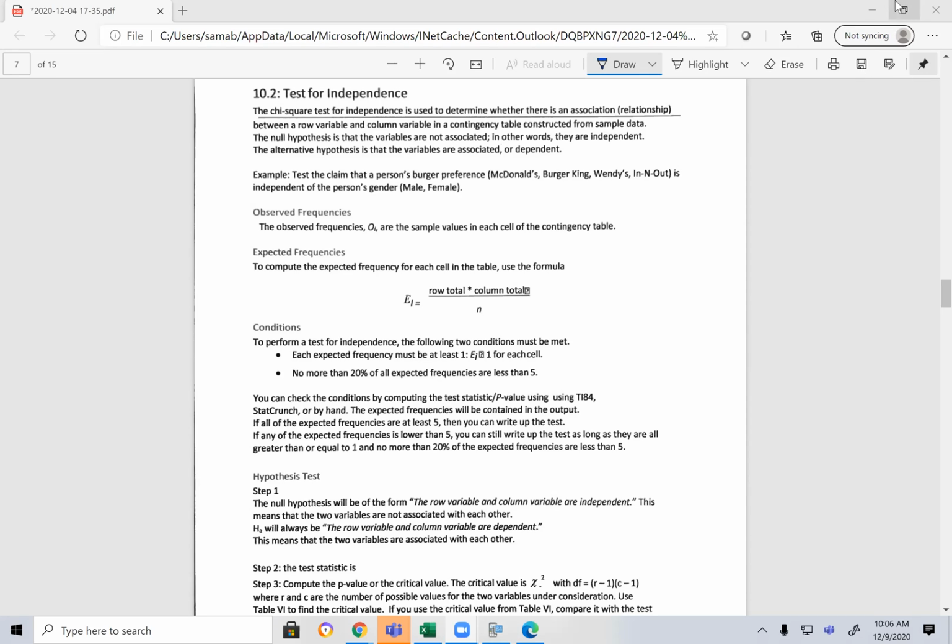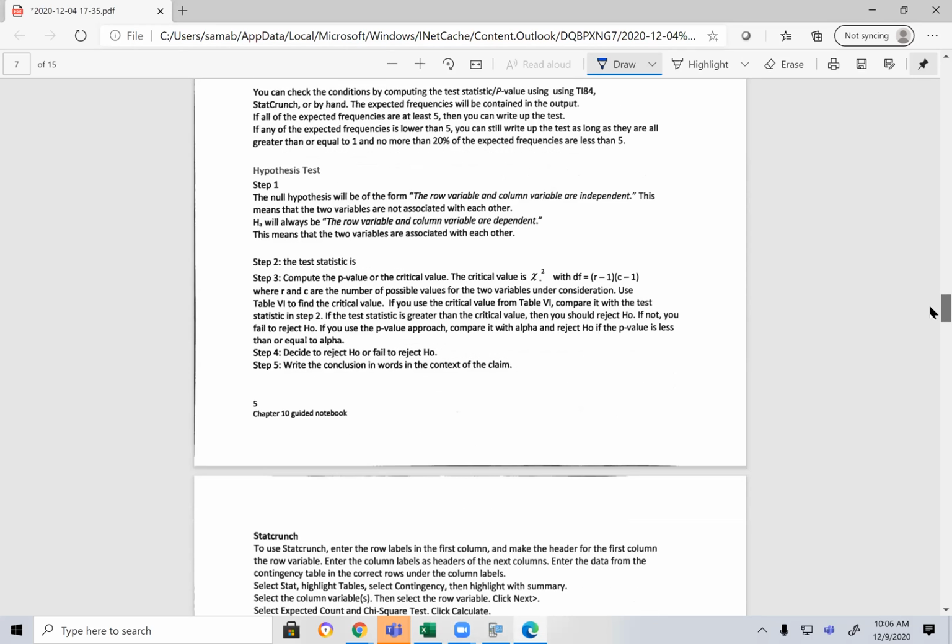I'm gonna just take you to an example right away. So the steps: state the null and the alternative hypothesis. To state the null and the alternative hypothesis for this test, your null hypothesis will always be the variables are independent. Your alternative hypothesis will be the variables are dependent, as you can see right here. And this is the null hypothesis.